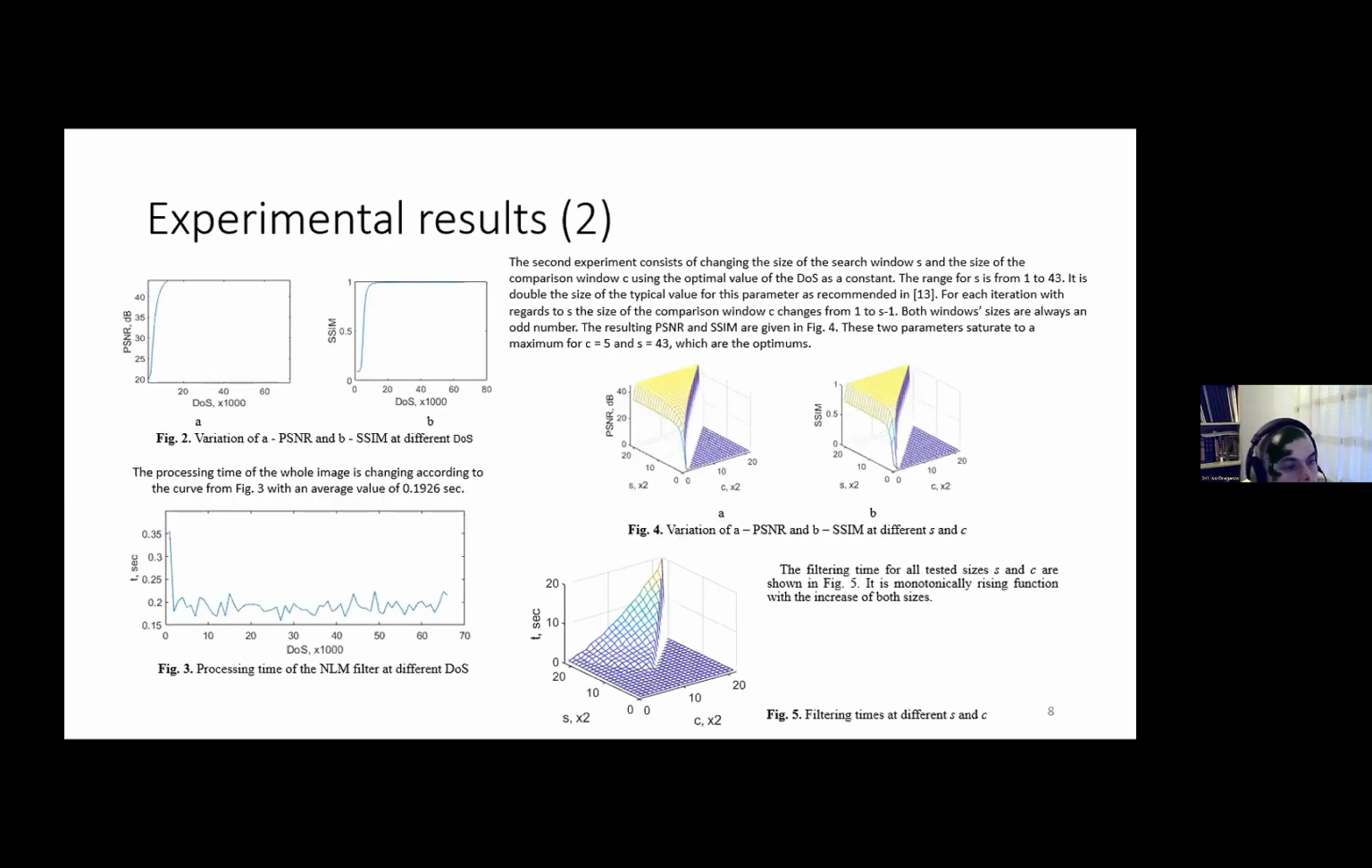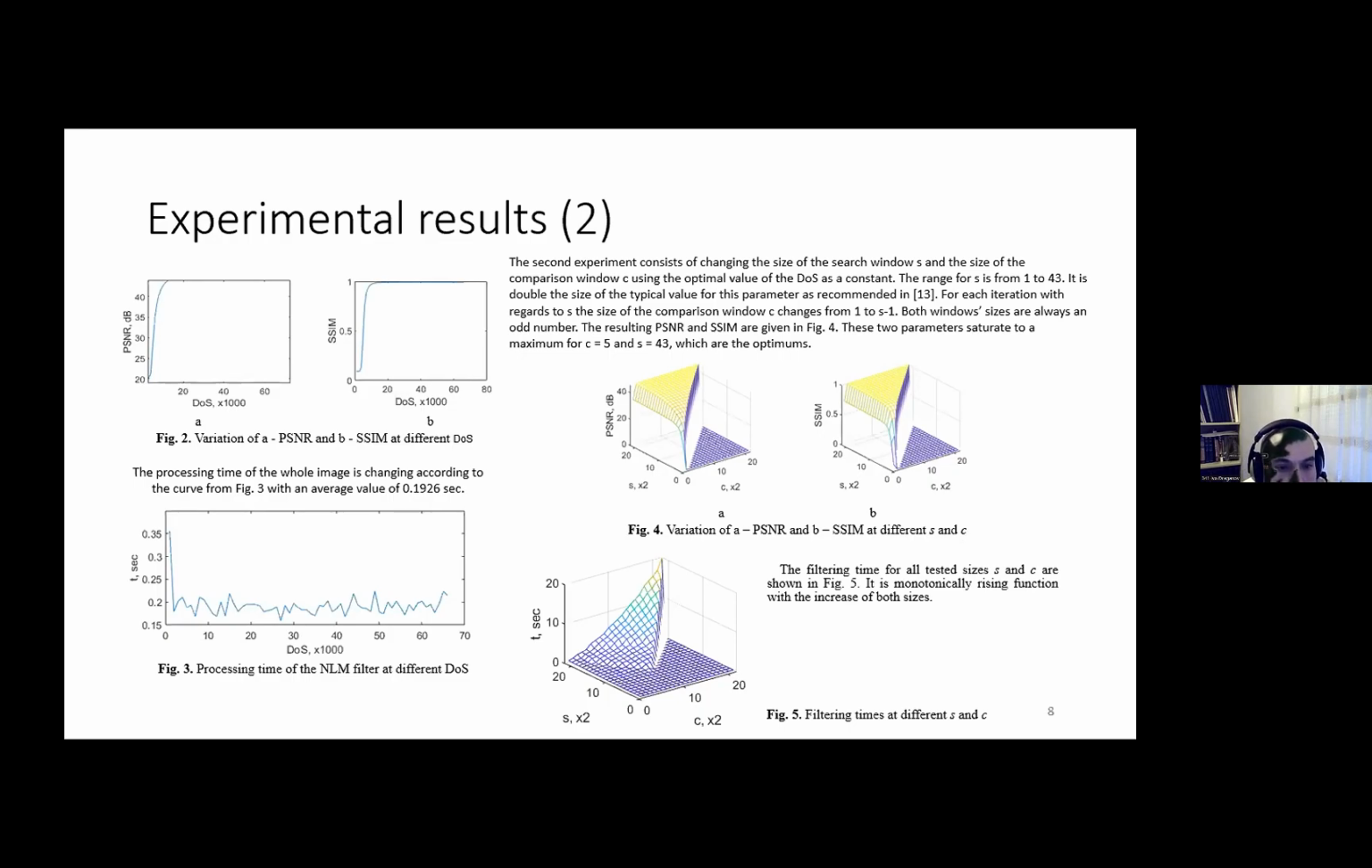On figure 2, we can see how the PSNR and SSIM change with the increase of the degree of smoothing (DOS). As the graphs clearly show, we have a saturation area above DOS equals 19,000. We think that further increment of DOS is not necessary. We have the peaks for both these parameters there, and 19,000 is the optimal value for DOS.